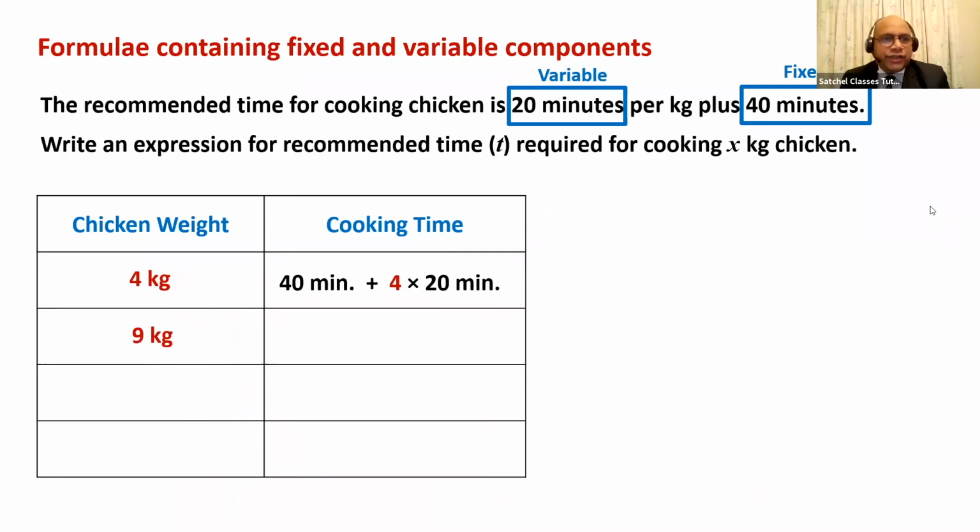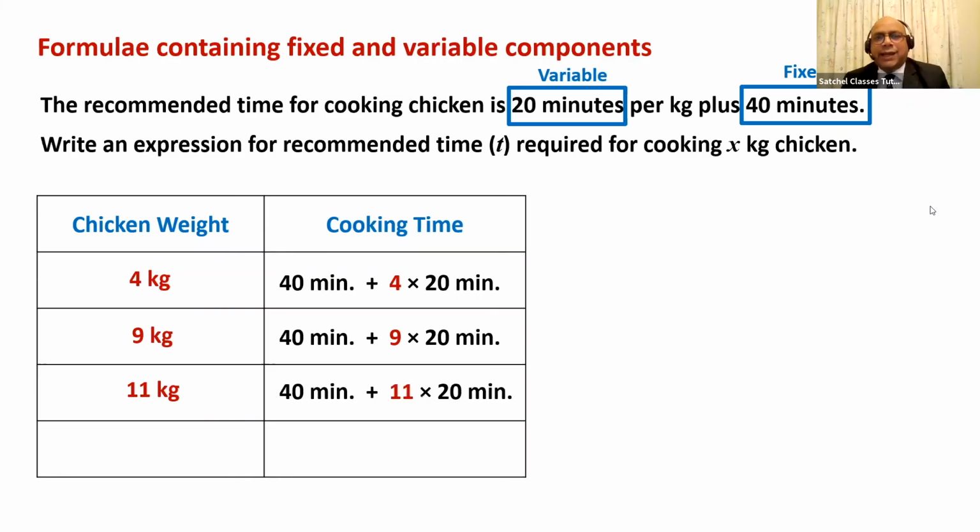What if the chicken was 9 kgs? You would still end up spending 40 minutes as fixed time. And for each kg of the chicken, you spend 20 minutes. So it will be 40 plus 9 times 20, because it's 9 kgs. For 11 kg chicken, you'll spend 40 minutes fixed and 11 times 20, the variable time, correct? Now if the chicken was X kgs, how much time do you think you'll spend? 40 minutes fixed and X times 20 as the variable time.